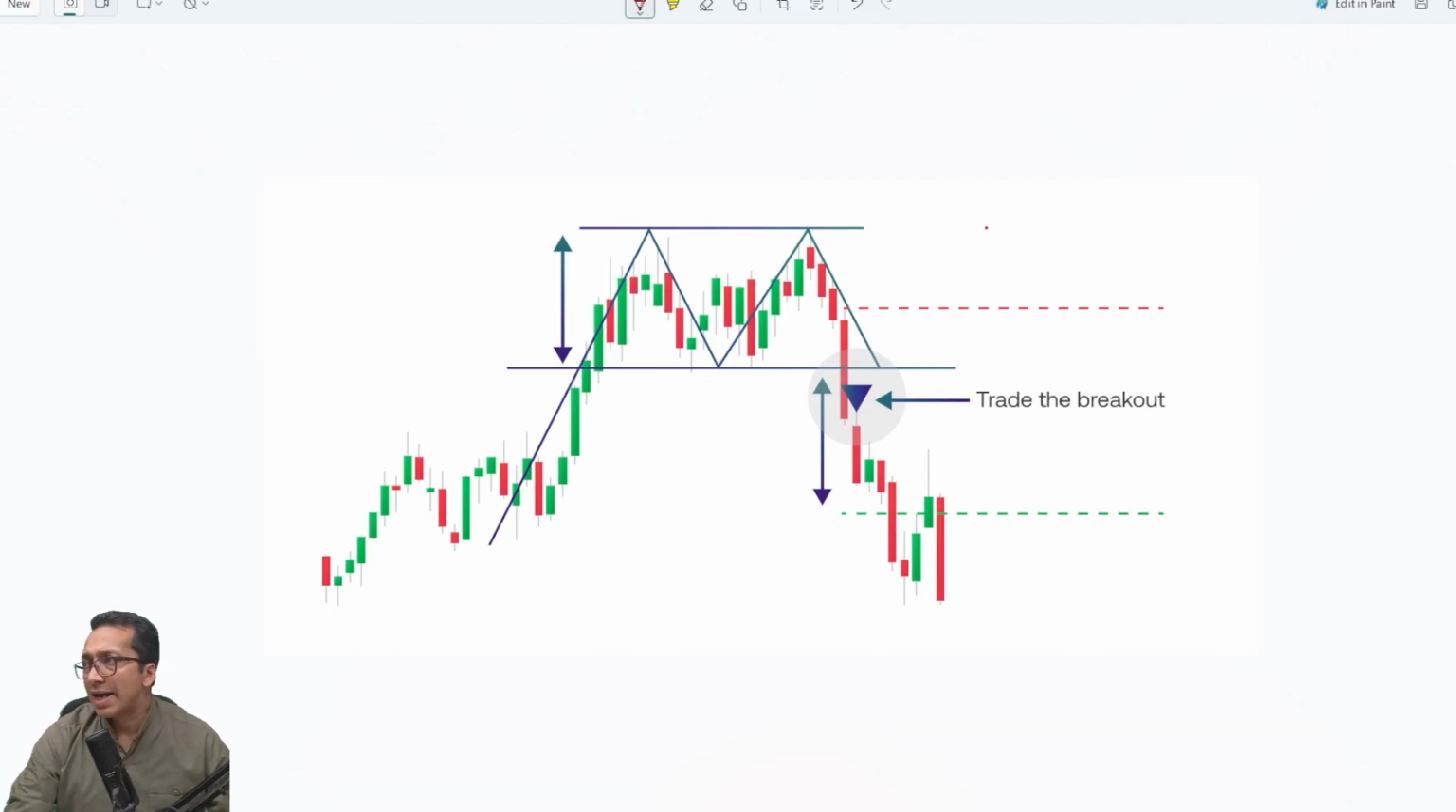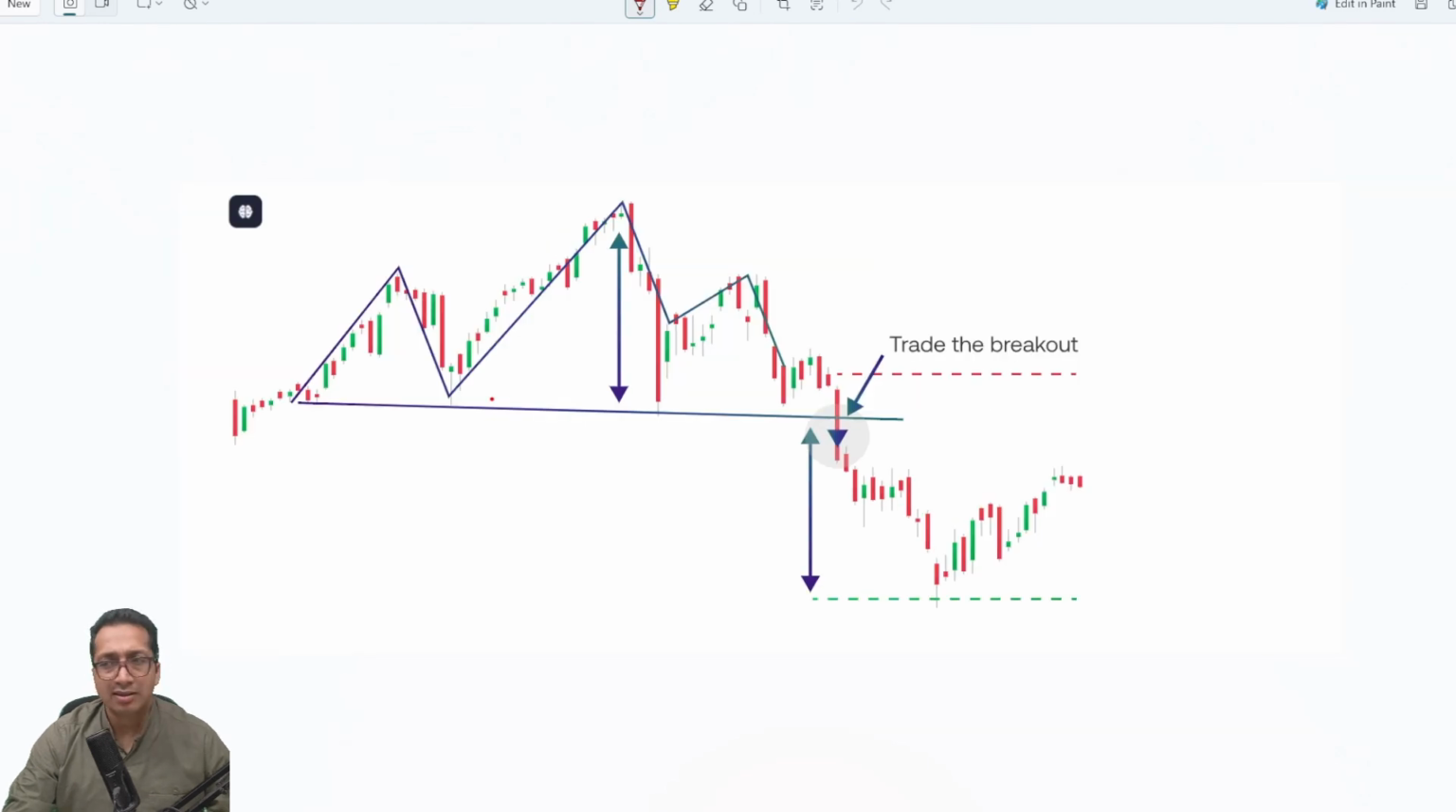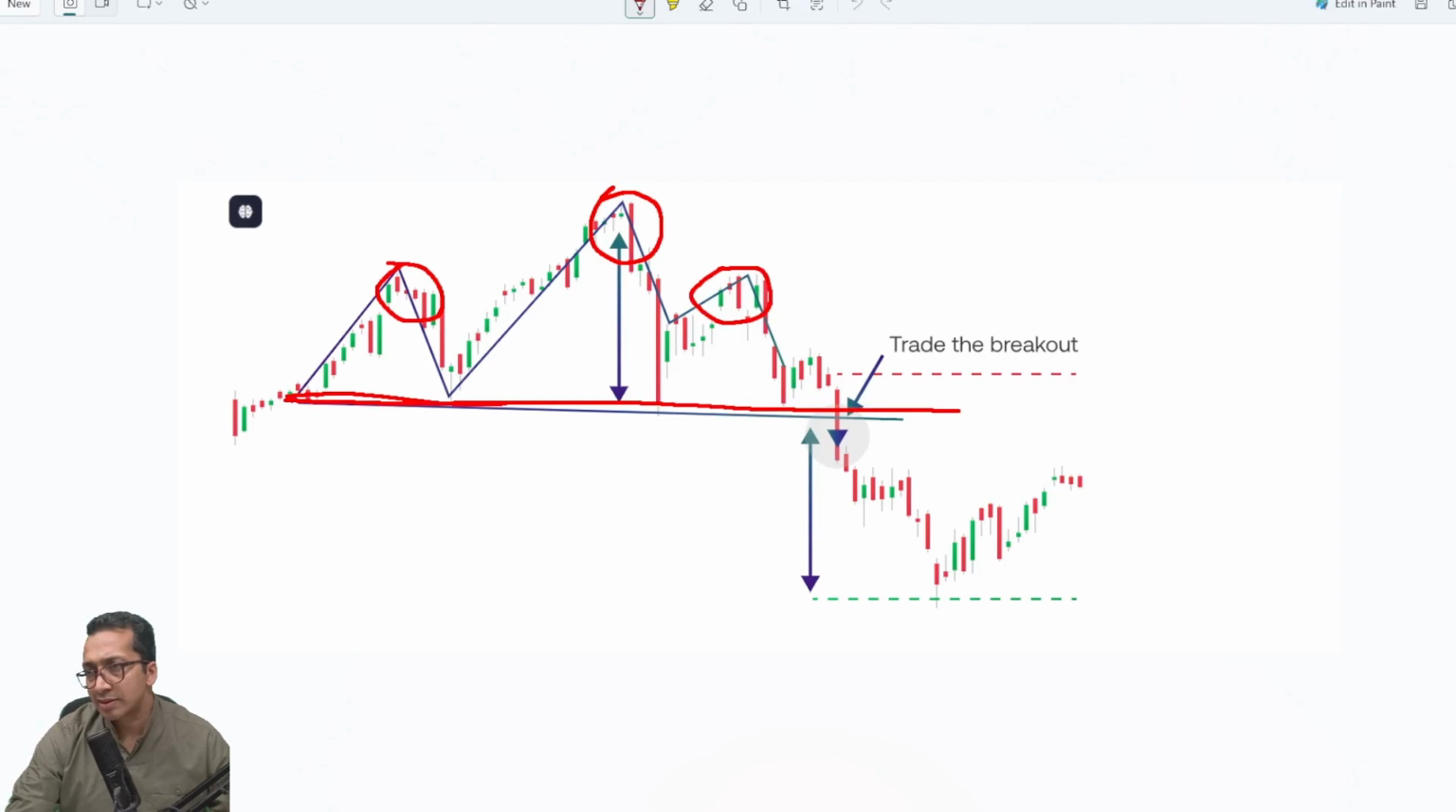Now let's come to head and shoulders pattern. Now this is a head and shoulders pattern. So here is the head, and here are a couple of shoulders. So what happens? This is the neckline. Below your shoulders, you call this the neckline.